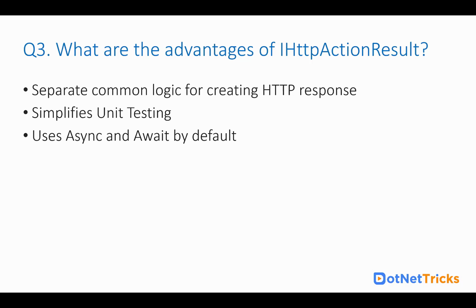It also uses async and await by default. So if you are willing to make the request in asynchronous format, there it will also help you. We can use the asynchronous programming of C# to make the asynchronous call. IHttpActionResult can even be used to create a custom result type. So you can implement the interface and create your own custom result type to handle it.